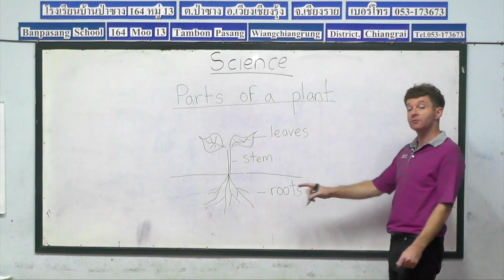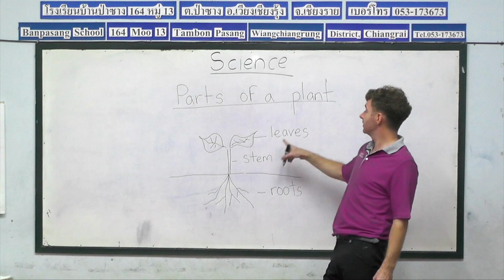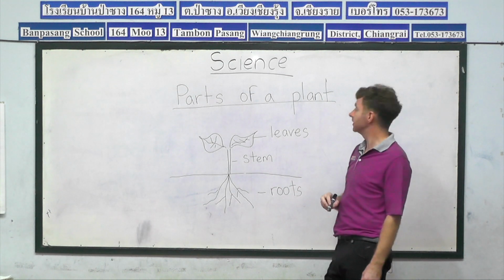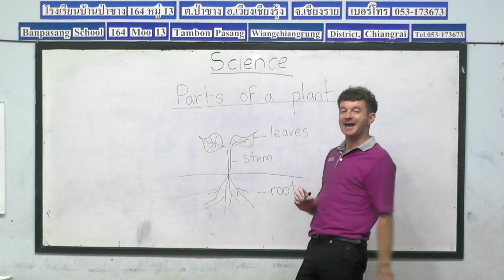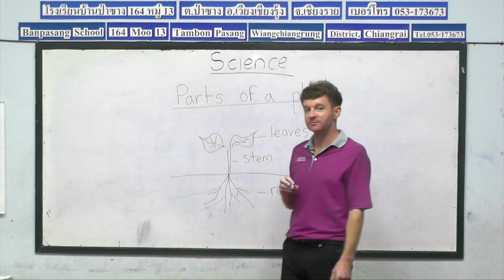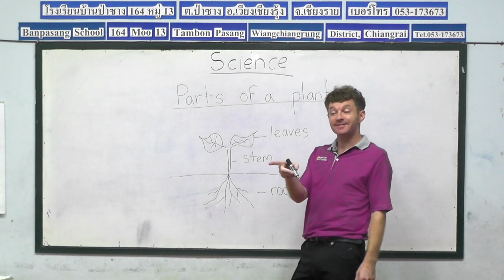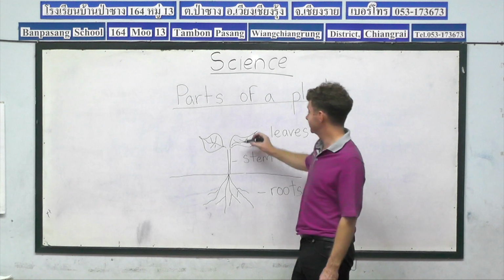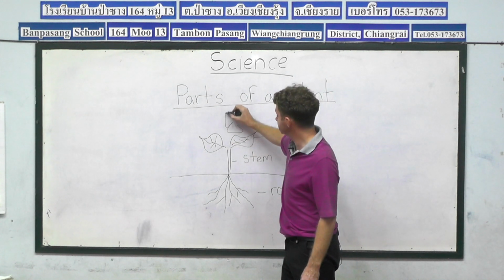L-E-A-V-E-S. So we've got roots, stem, leaves. Anything else we can have on our... Exactly. Today we're talking about flowering plants. So what will a flowering plant need? It will need flowers. So let's see, we could have a flower like this.